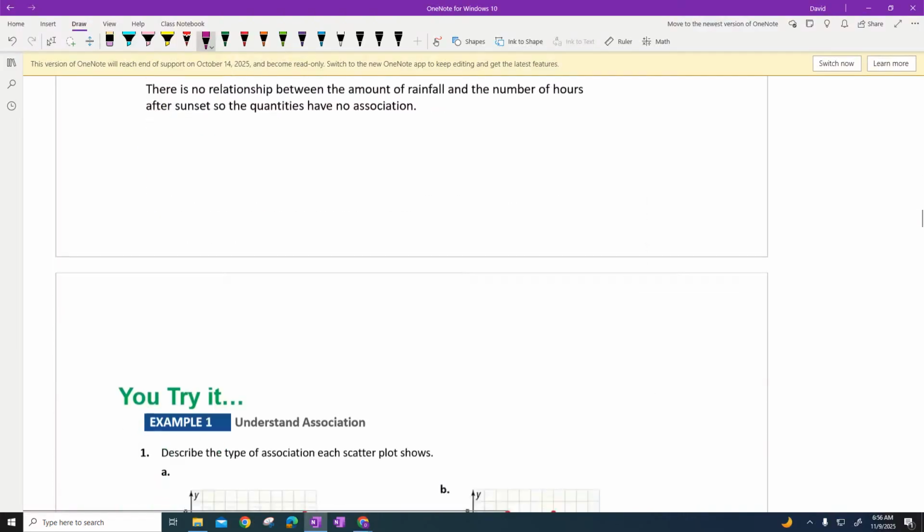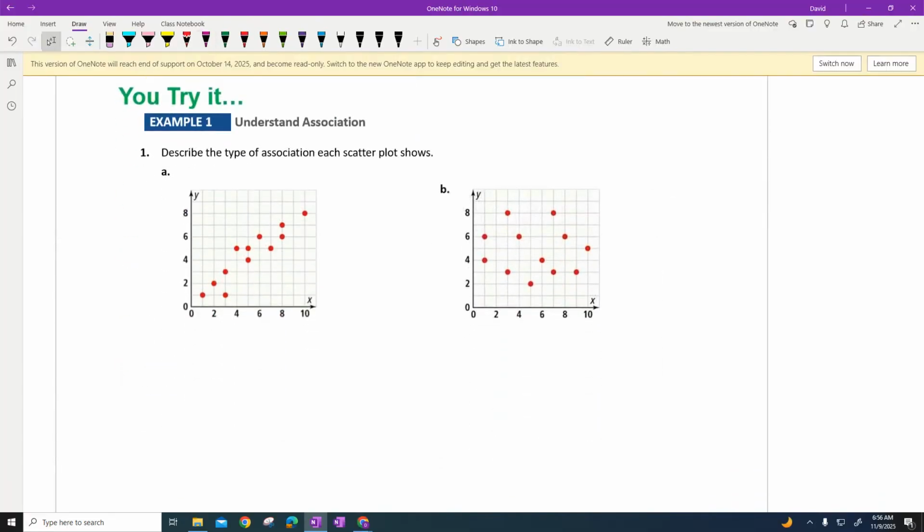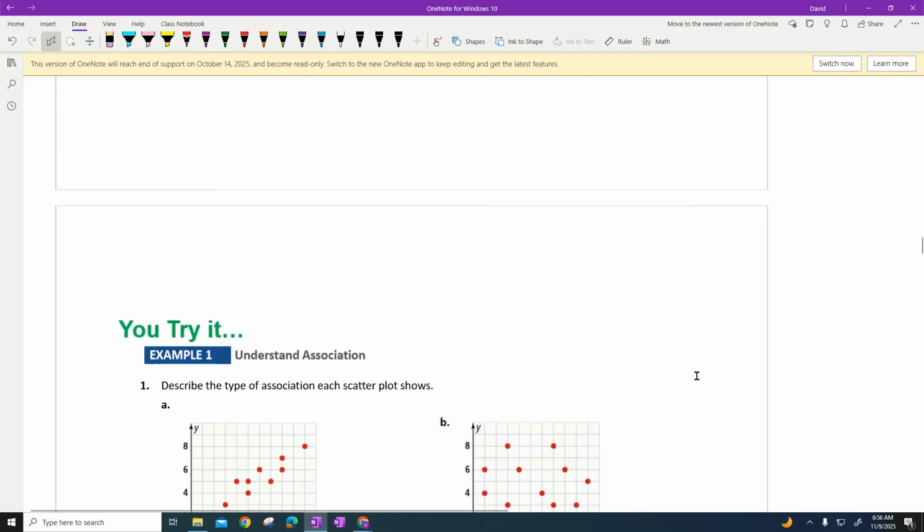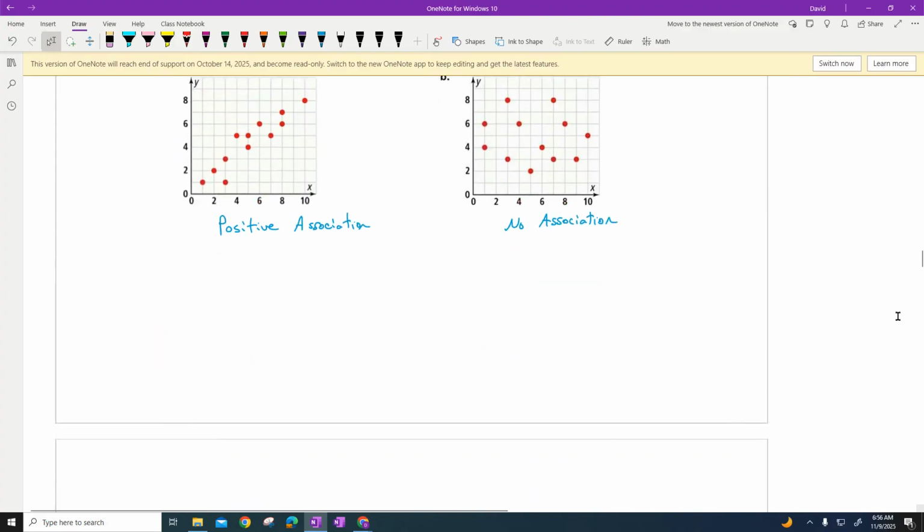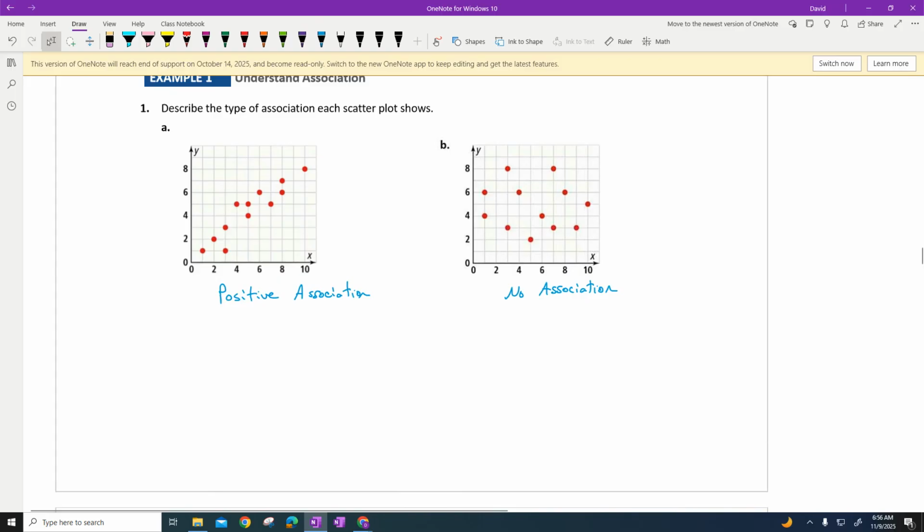You're good at this. All right, do these two real quick. We have no labels, so we don't know what all these numbers mean, but we can at least see what kind of association or correlation there is. So write those two answers real quick. Pretty easy ones. All right, hopefully you said positive association and no association.